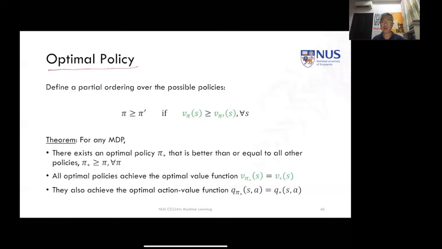For example, if I'm in a particular state S, and I have another state S prime, and there might be more than one way to reach that state, then taking any of these actions would correspond to having the same reward. Sorry, not the same policy.